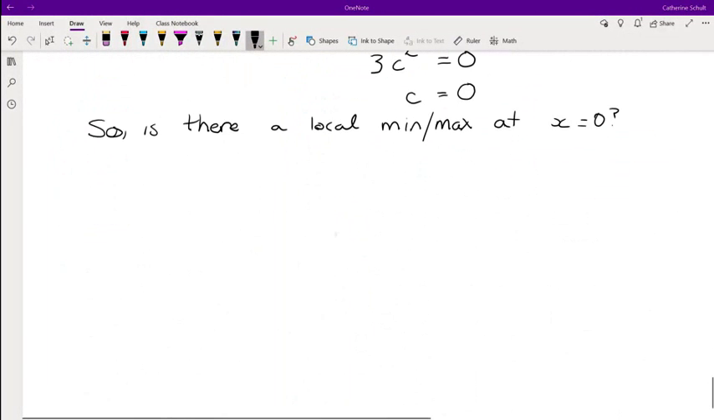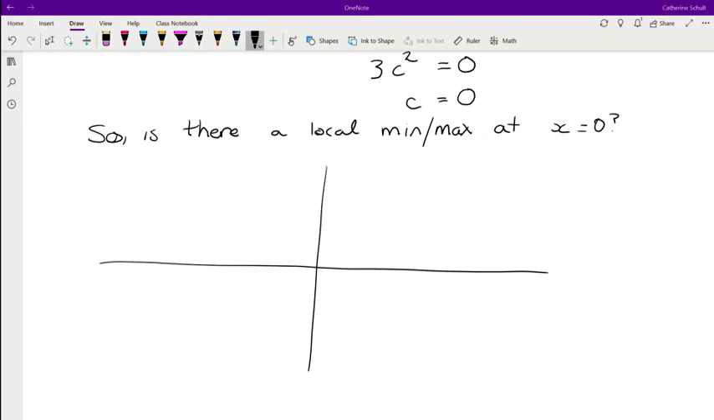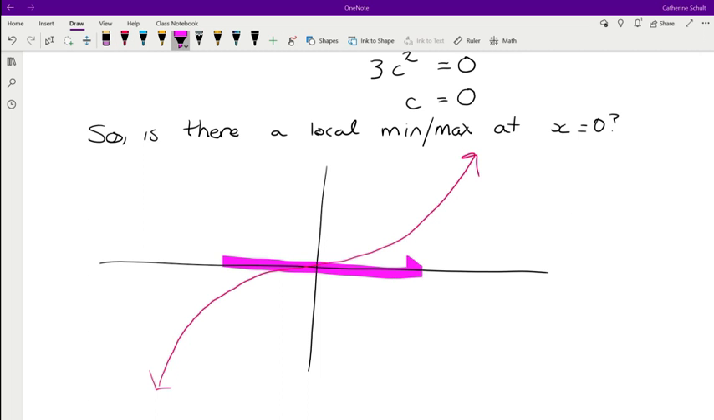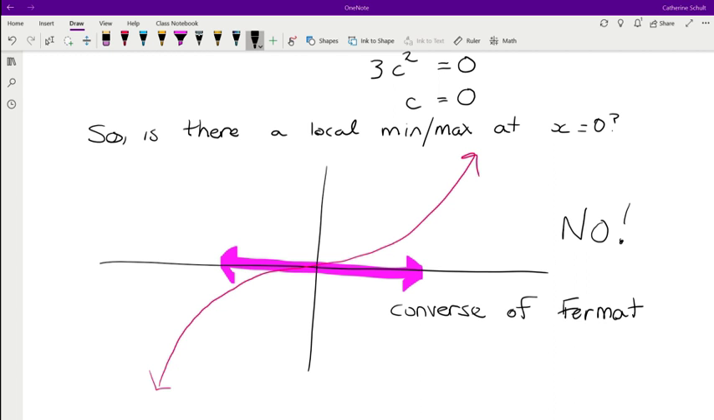And the answer is no. Do you guys remember what the graph of x cubed looks like? Something like that, where it does a swivel. And at that swivel, the slope of that tangent is 0. Is that a local min or max? No, it's not. So we call that the converse, going the opposite direction. So is there a local min or local max at 0? No. The converse, or the going backwards, of Fermat's theorem is not true. It only goes one direction. If you are a local min or local max, then your derivative is 0.